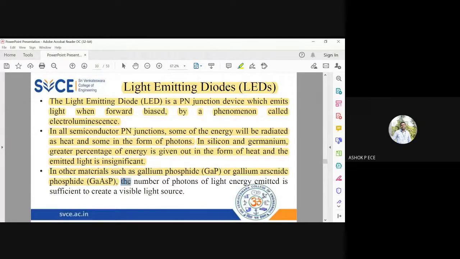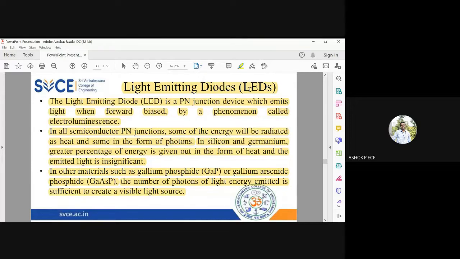The number of photons emitted is sufficient to create a visible light source. So LEDs are going to be sources of light. In optical communication, all the sources will be made of LEDs or lasers. So for the LEDs to emit light, you need to ensure that the LEDs are made up of group 3 and group 5 elements or a combination of group 3 and group 5.